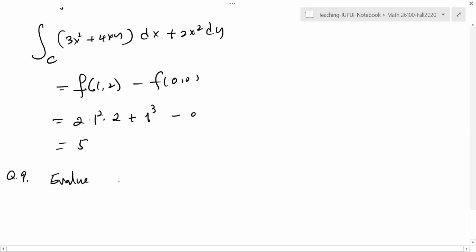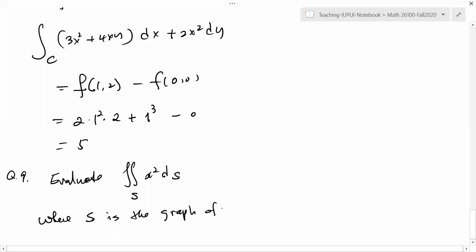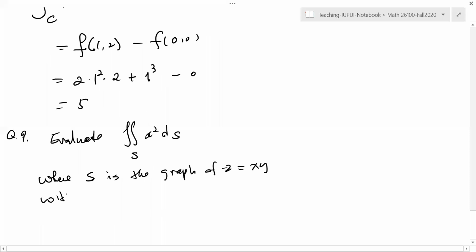So our next problem is to evaluate this double integral, a surface integral, x squared dS. Okay. Well, S is the graph of z equals xy. Okay. Within, this is our typical problem, within the cylinder x squared plus y squared equals 1.